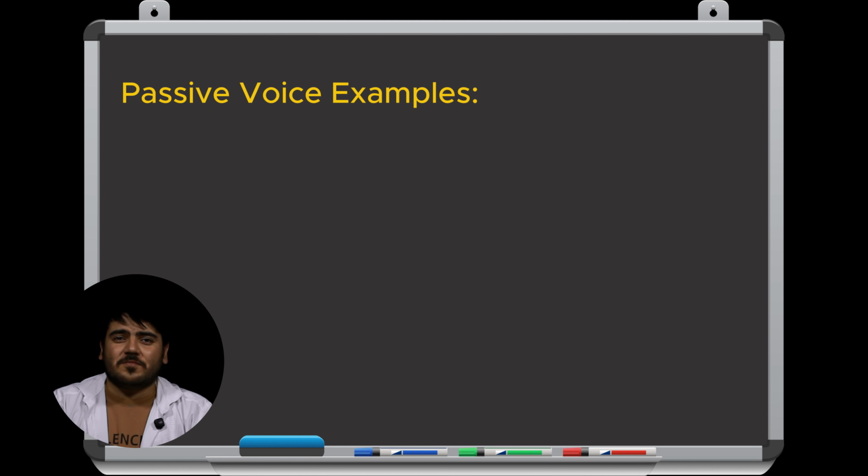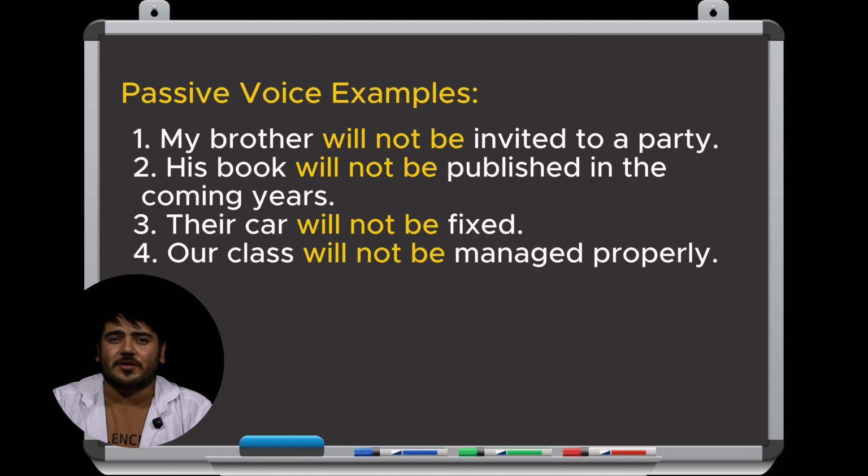Passive voice examples: my brother will not be invited to a party. His book will not be published in the coming years. Their car will not be fixed. Our class will not be managed properly.